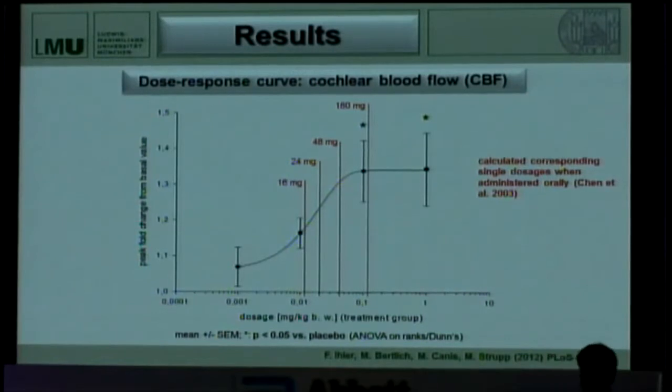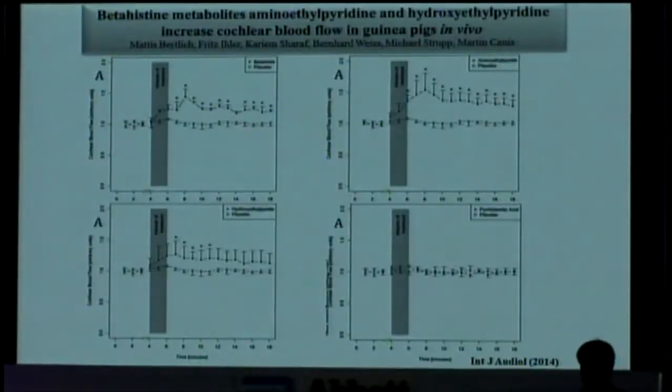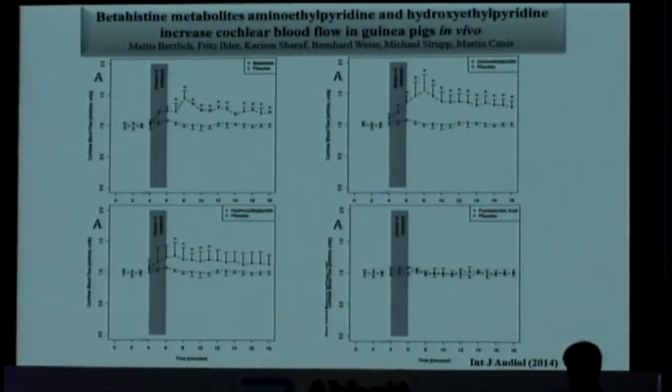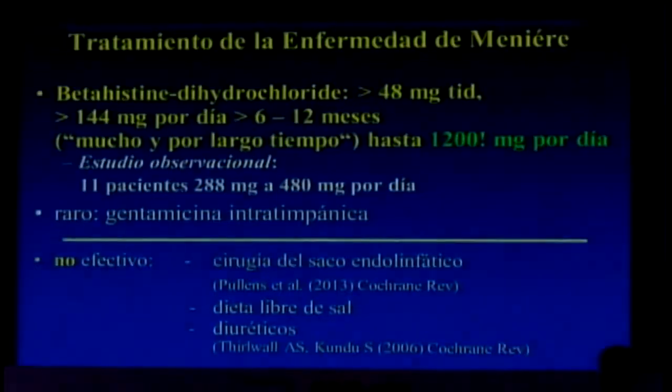This is just a correlation. It does not prove that that's the mode of action. And more recently, we looked at the different metabolites of betahistine, and there's one metabolite which is even more effective in an increase of cochlear blood flow up to 1.5, but this metabolite has only a short half-life time.